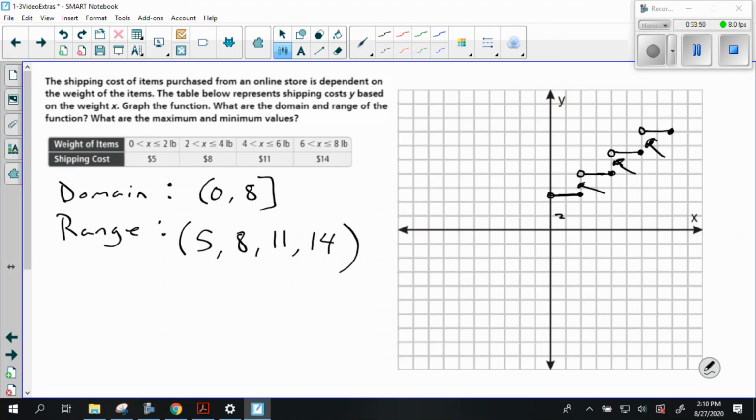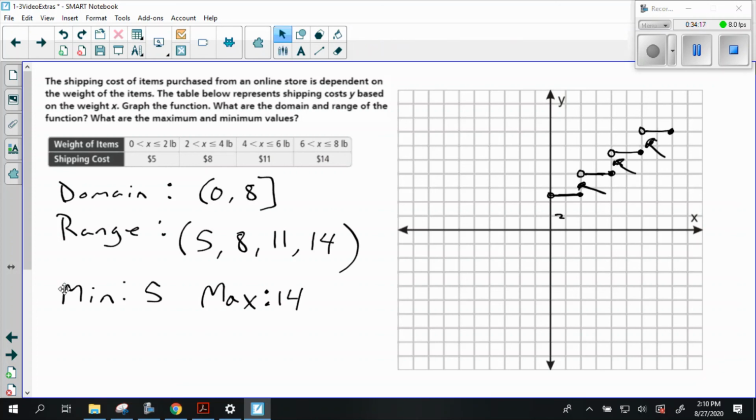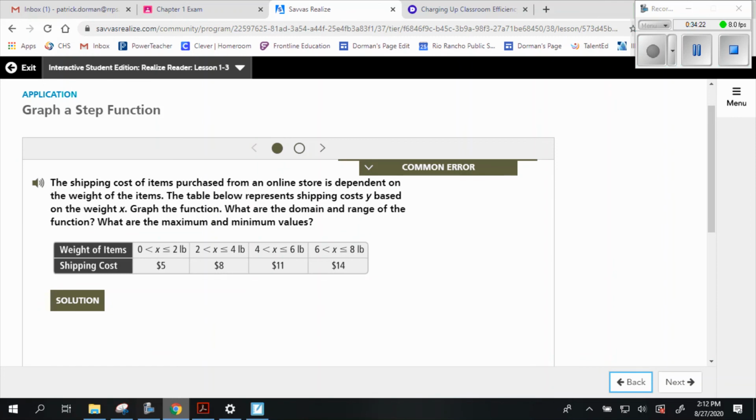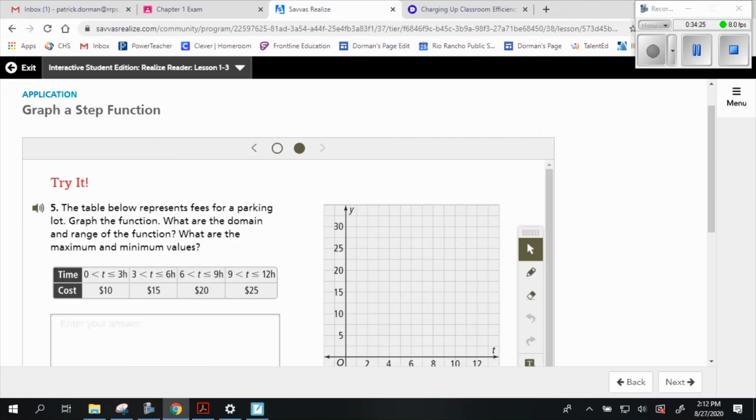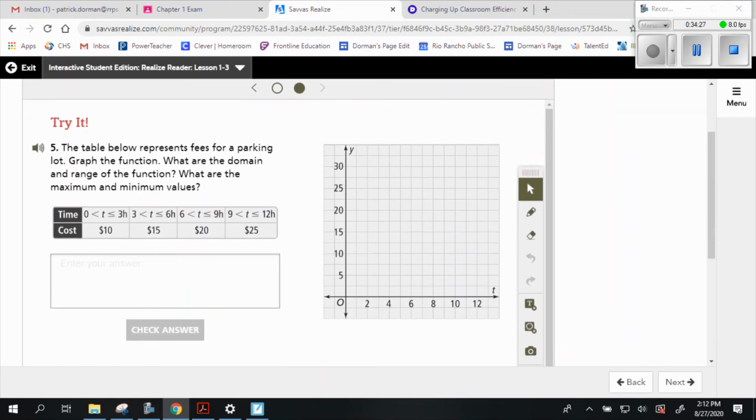And our minimum is at 5. We're talking about the minimum y value. And our maximum, we're talking about our maximum y value, which turned out to be at 14. There you have it. So I'll go ahead and let you all, please do this, try it here on your own. And for this one, I think that giving it a shot at this point is going to really help you get the hang of it.